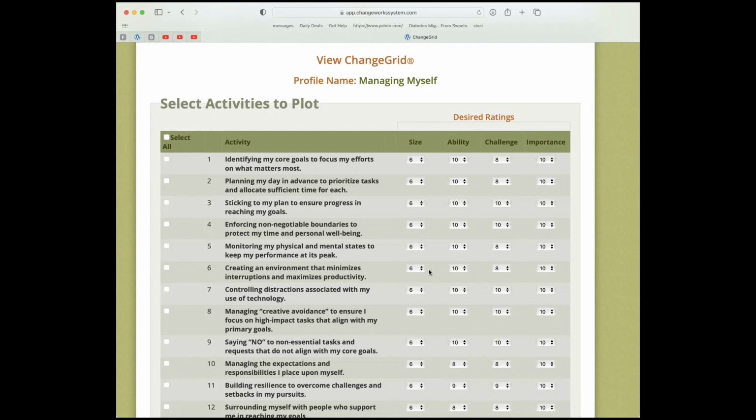Today we're going to begin our interpretation of the ChangeWorks profile that you are all invited to complete for Exploration 6, which is on the subject of managing myself. Pretty much we're looking at managing someone's time and energy. And as we work our way through this interpretation series, I'd like to make sure that I'm also giving you guys lots of insights about how you can go about improving whatever your plotting happens to be.